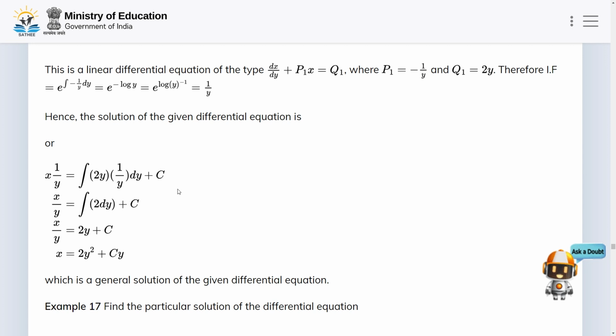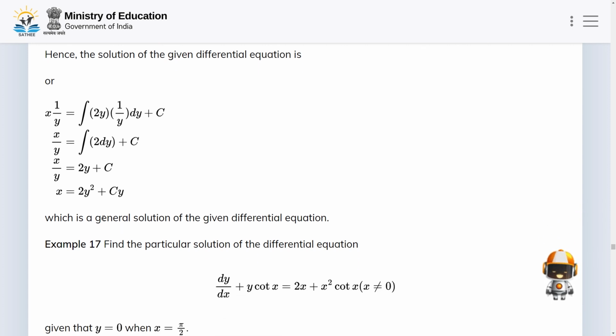Clear? So the final form is x multiplied with the integrating factor is equal to integration of q1 multiplied with the integrating factor dy plus some constant. So you will have x by y is equal to integration of 2 dy plus c. This means x by y is equal to 2y plus c. Cross multiply with y, you will have x is equal to 2y square plus cy. This will be your general solution of the given differential equation.